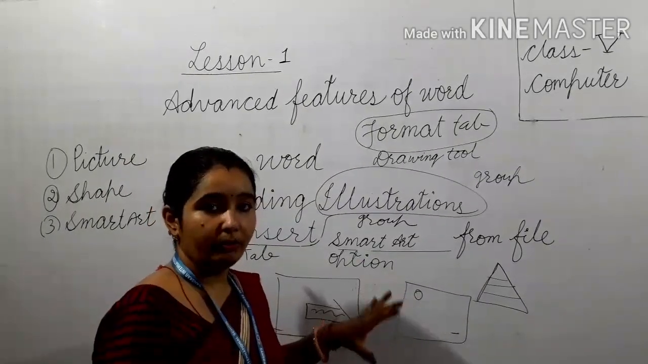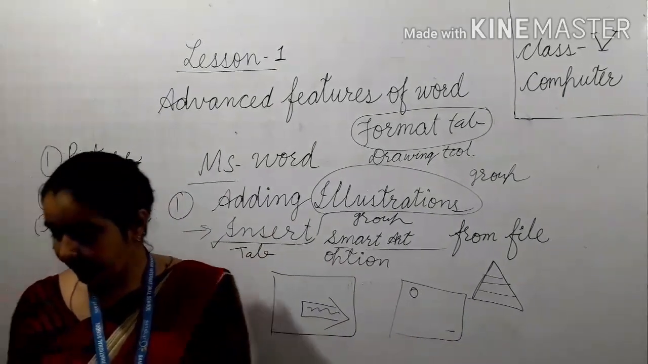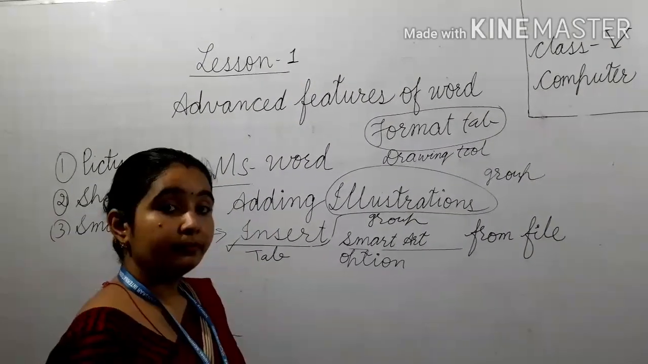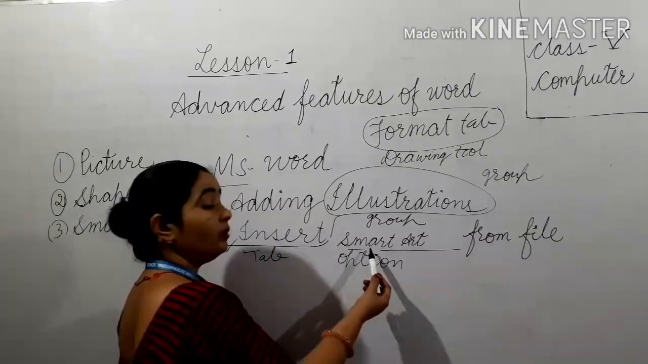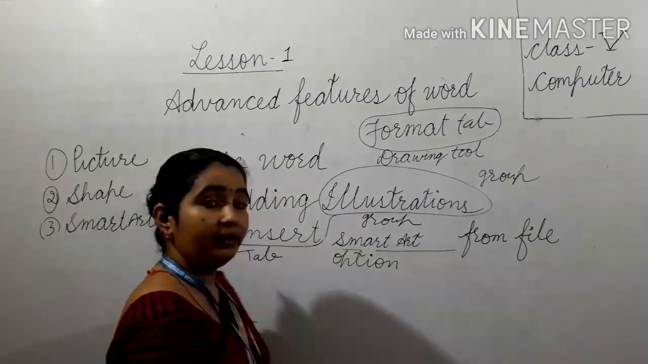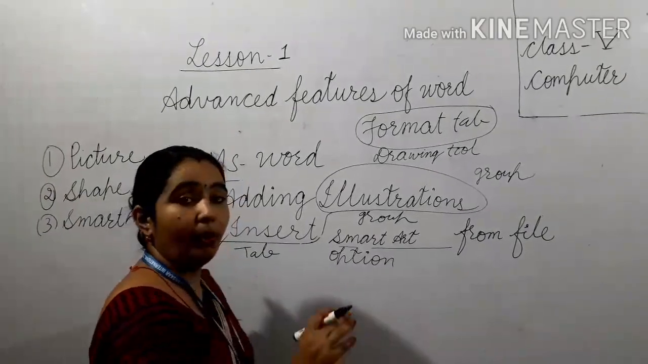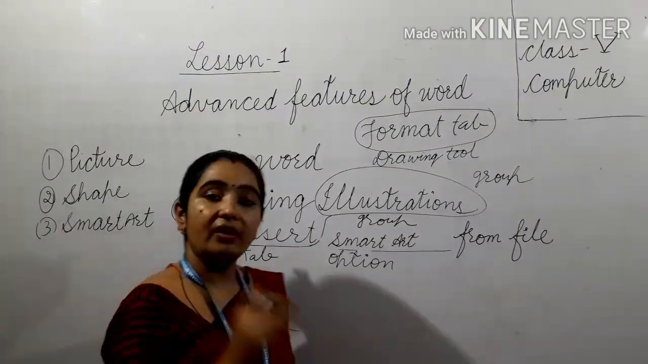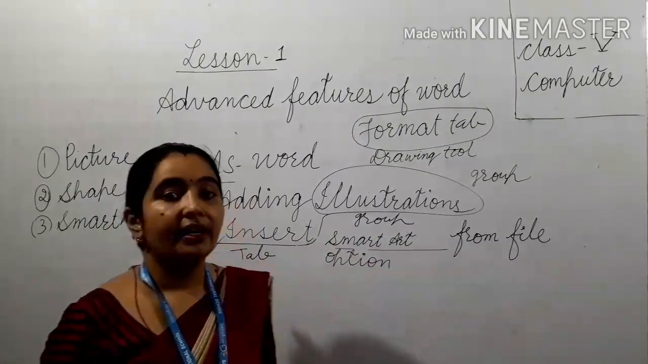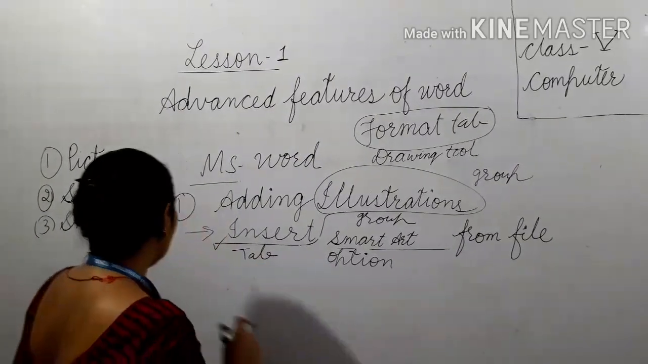Now our next topic is inserting word art. Once you have inserted the smart art, you can resize the smart art. You can change the color of smart art graphic. You can make the borders. Even you can change the color of the text written in the smart art graphics, its style, its color, its border. Now let's start inserting word art.